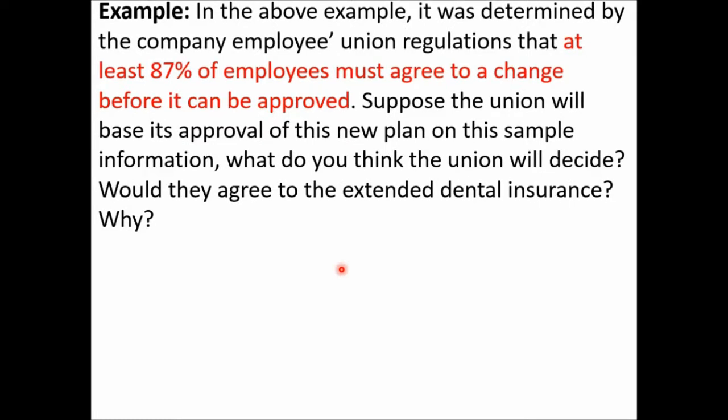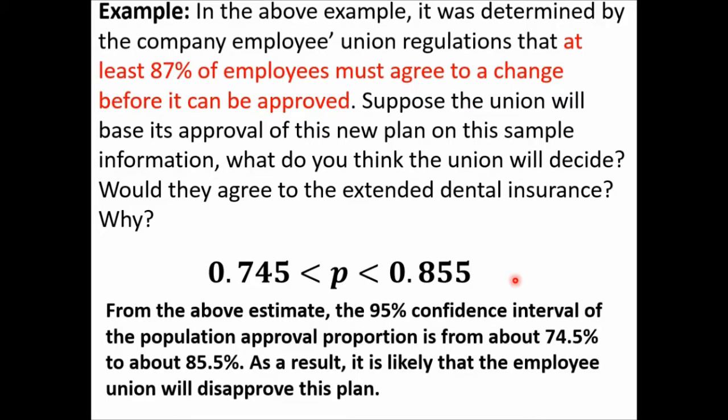Here is another example that also represents a follow-up on the previous example. Suppose now that the union were a bit strict on accepting new health plans, and they insist that at least 87% of employees must agree to a change before it can be approved. Now, if we rely on this sample, if it is 87%, then we know that this is outside our interval estimate. Why? Because it's from 74.5% to 85.5%. So as a result, we can tell from our estimate that the union may actually disapprove the plan.